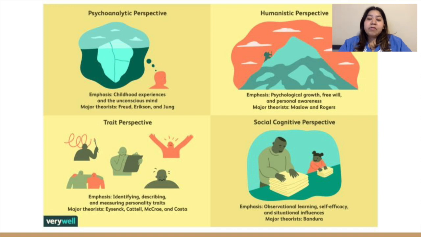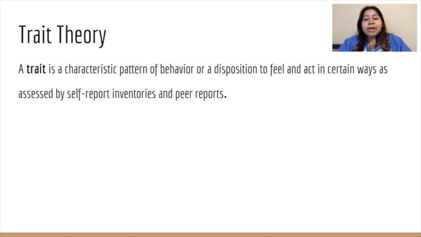Psychodynamic theories look at the interactions between conscious and unconscious mind. Humanistic focuses on ways people strive for healthy personal growth. Social cognitive views behavior as influenced by interactions between people's characteristics and what environment they are in. Trait theories explore personality traits like being aggressive, openness, or extroversion by measuring, identifying, and describing those traits through personality inventories or peer reports. Trait theory specifically emphasizes characteristic behavior patterns.